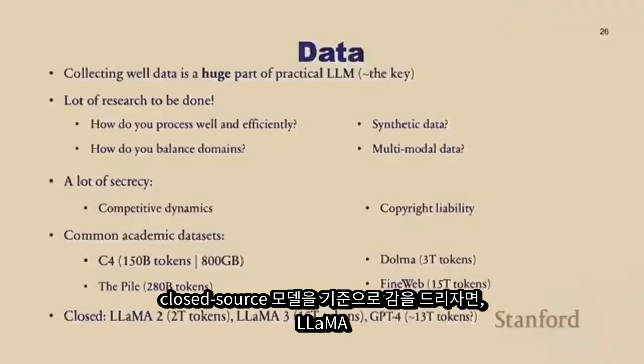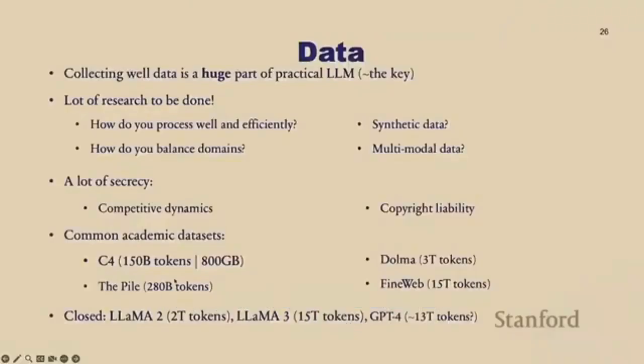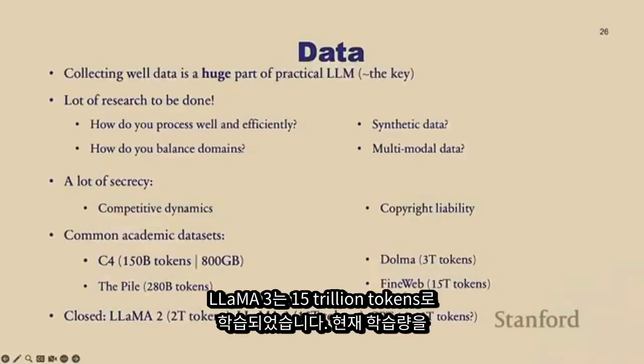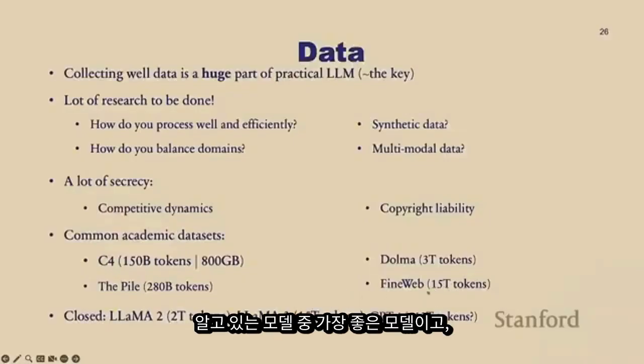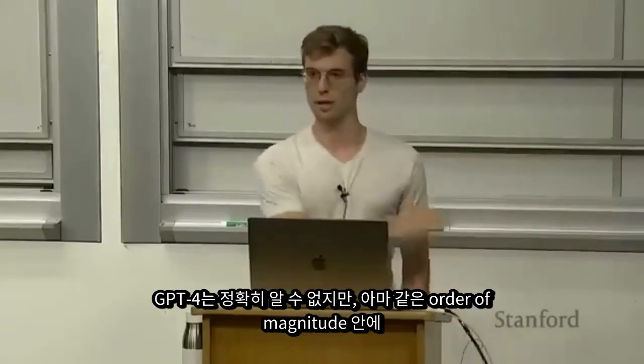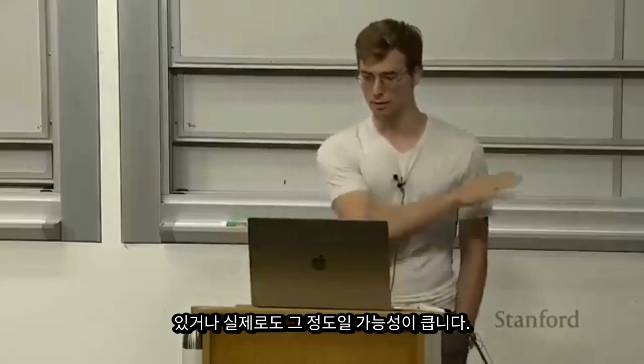In terms of closed source models, just to give you an idea, Llama 2 was trained on 2 trillion tokens. Llama 3 on 15 trillion tokens, which is currently the best model that we know of in terms of how much it was trained on, which is the same as the biggest academic benchmark, 15 trillion tokens. GPT-4, we don't really know, but it's probably in the same order of magnitude. It's probably around 13 trillion from leaks, if the leaks are true.